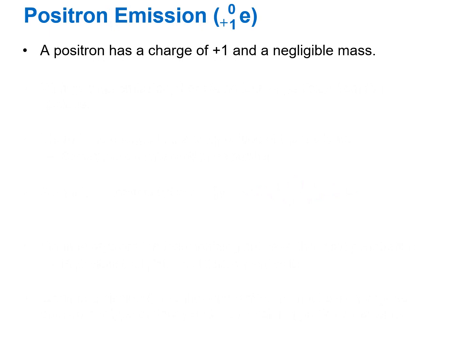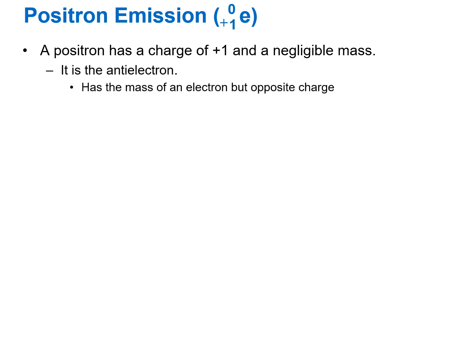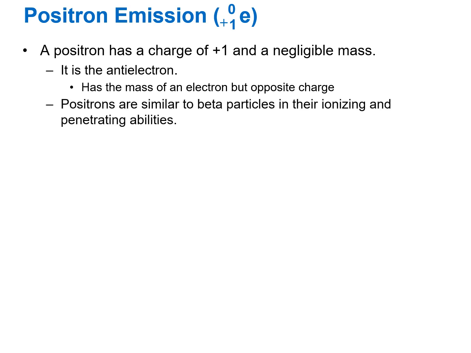Positron emission is another type of decay, and what we have here is the creation of a positively charged particle that's very much like an electron. In fact, it's called the anti-electron. It has the same mass as an electron, but instead of having a negative charge, it has a positive charge. And these positrons are very similar to beta particles as far as ionizing and penetrating abilities.